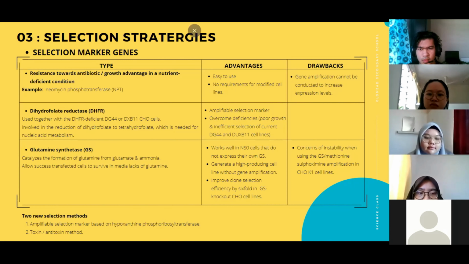So there are two new selection methods that are still under study, which are the amplifiable selection marker based on hypoxanthine phosphoribosyltransferase and also the toxin and antitoxin method.